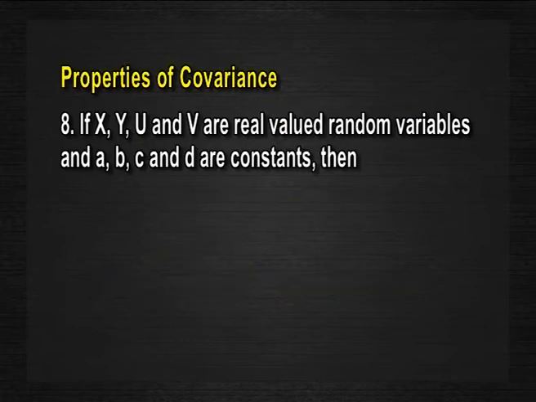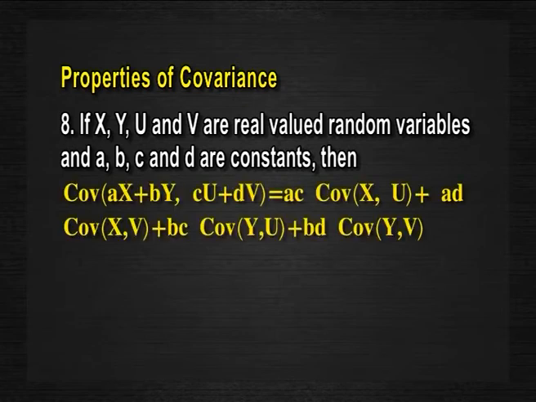If X, Y, U and V are real valued random variables and a, b, c and d are constants, then covariance of aX plus bY and cU plus dV is equal to ac covariance of X, U plus ad covariance of X, V plus bc covariance of Y, U plus bd covariance of Y, V. To prove this, consider the left hand side.